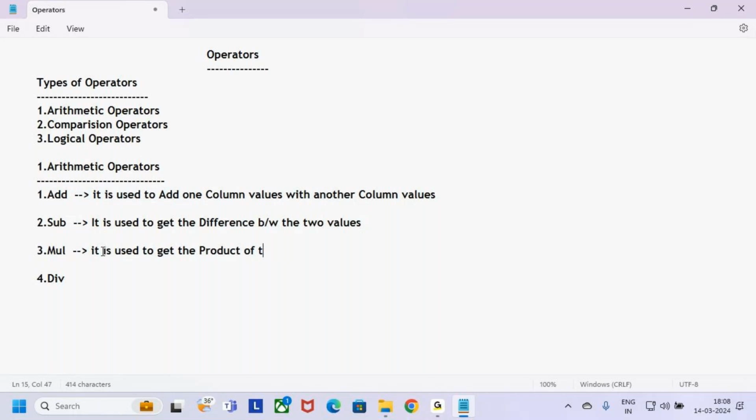Whenever you want to get the product of two values, in this case, go and use the multiplication operator. And next, finally, the division operator.